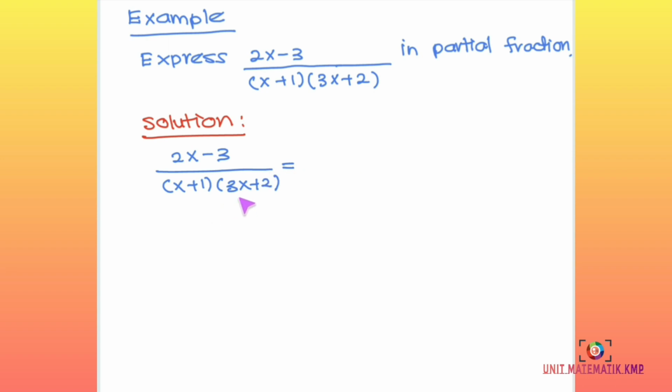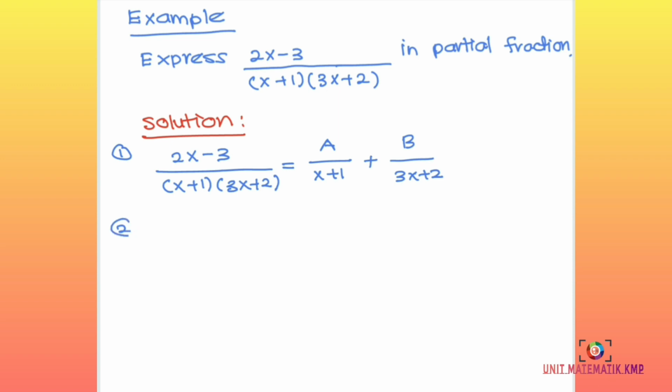Here we have two factors. Let's check the types of denominator. The first factor is linear, so if we want to split into partial fractions, it should be A over x plus 1. The second factor is also linear, so it should be a constant on the numerator, so B over 3x plus 2. This is our first step.